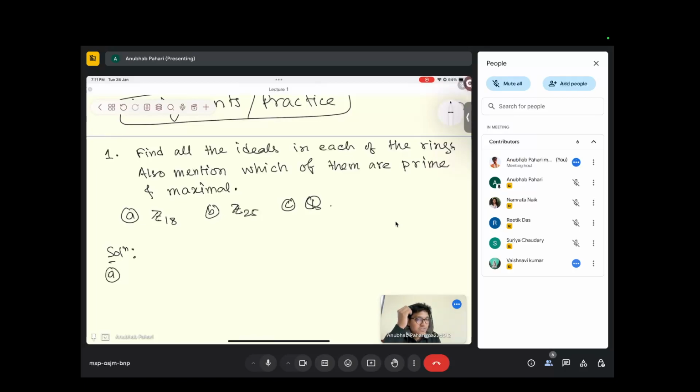Yes, Vaishnavi. Here every ideal will be principal, right? I'm not sure if every ideal is principal, but for Z18 it should be that every ideal is principal, and also for Z5 and Z25, every ideal is principal. Yeah, you are right.